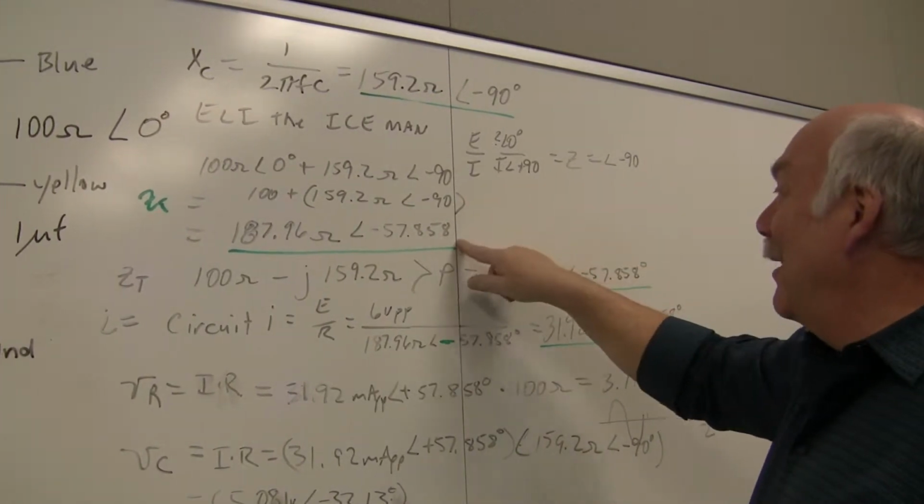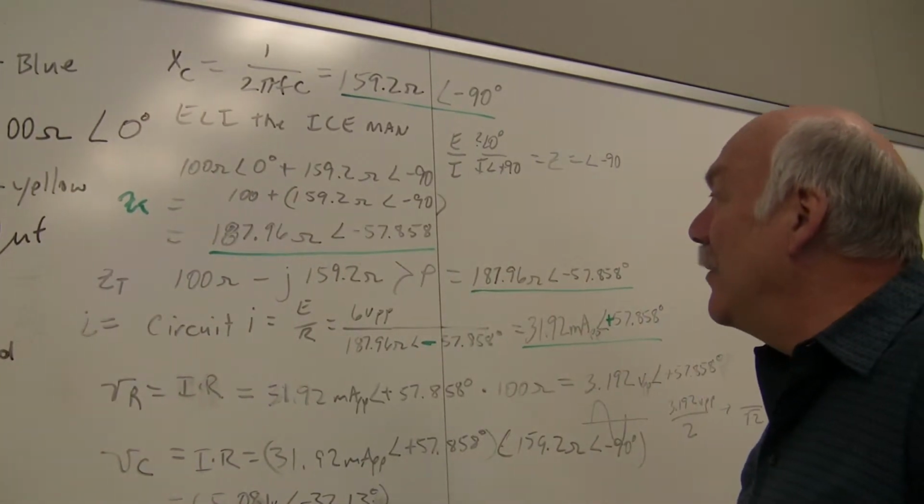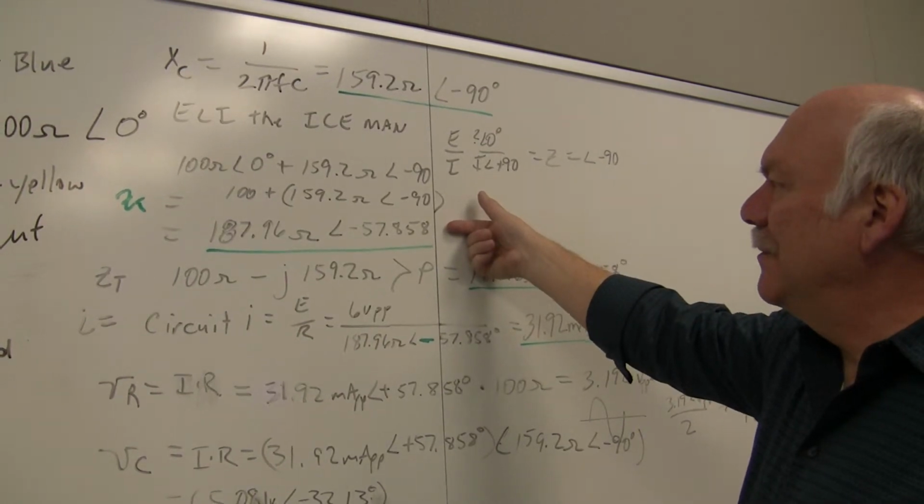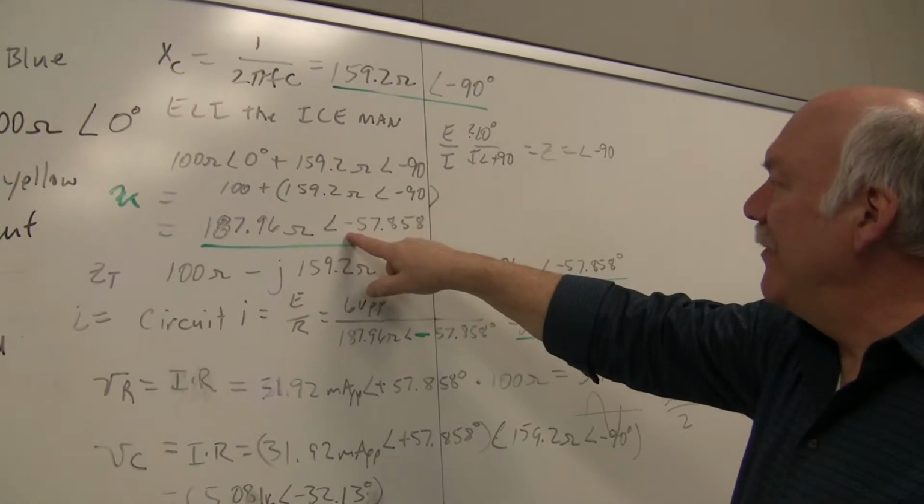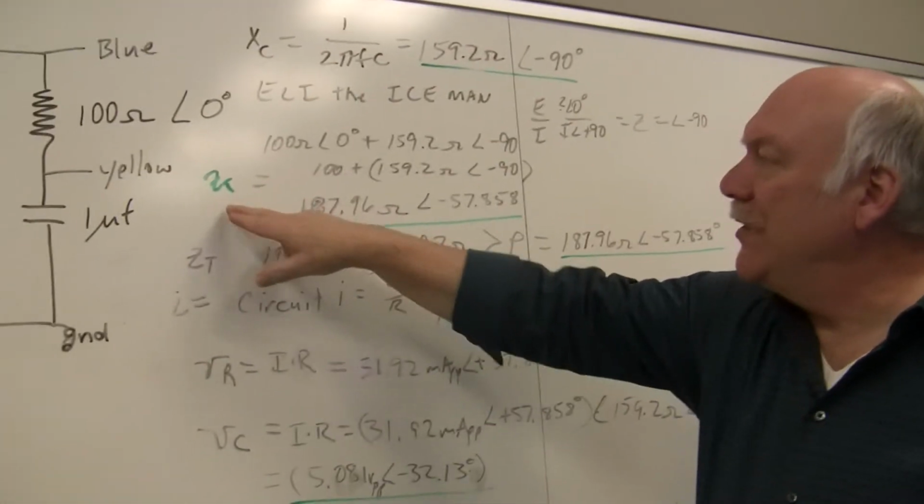You didn't show up for lab. So we went through these in the lab on actually Wednesday and Thursday. So I got 187.96 ohms at minus 57.858 degrees. Now that is impedance total.